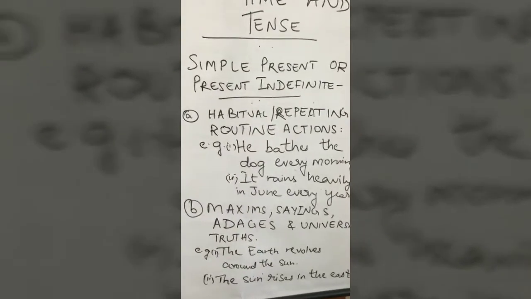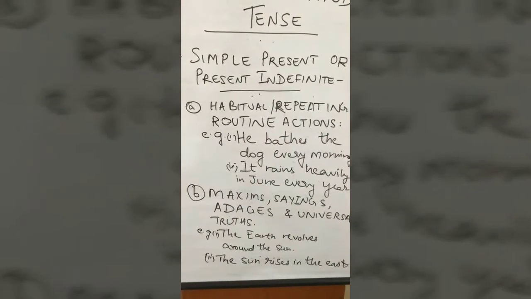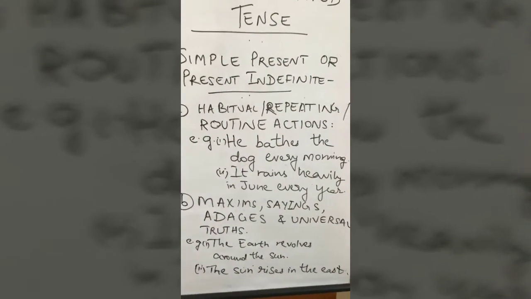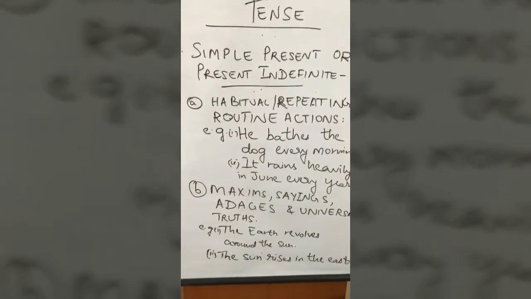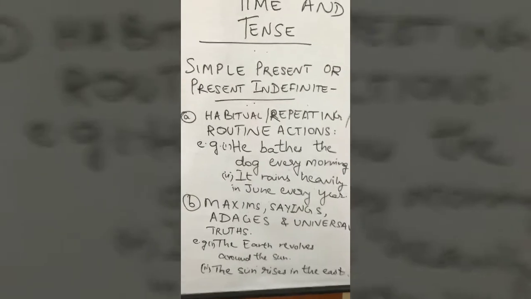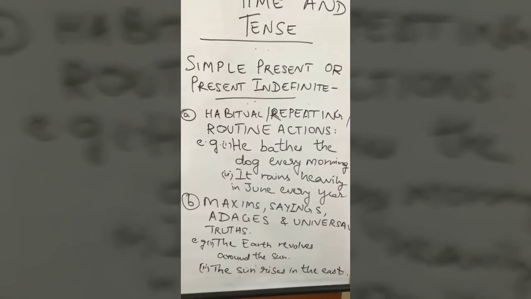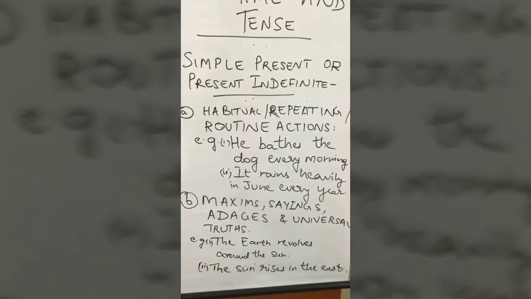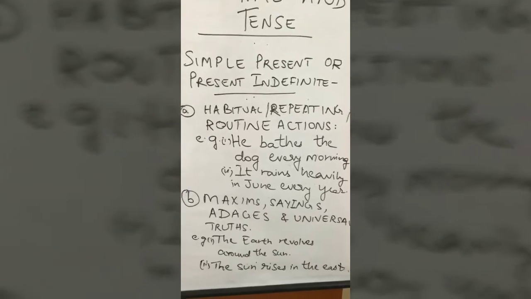That is wrong. Similarly, for maxims, which are basically universal truths, sayings and adages, we always have to use a simple present, also called the present indefinite. For example, the earth revolves around the sun. It's wrong to say the earth is revolving around the sun, because we know that this is a universal truth, so it is a simple present.